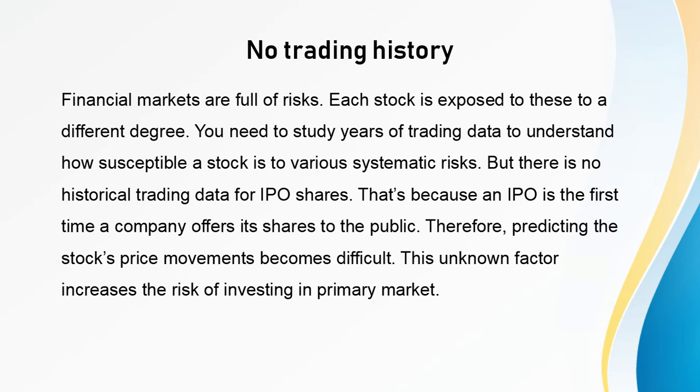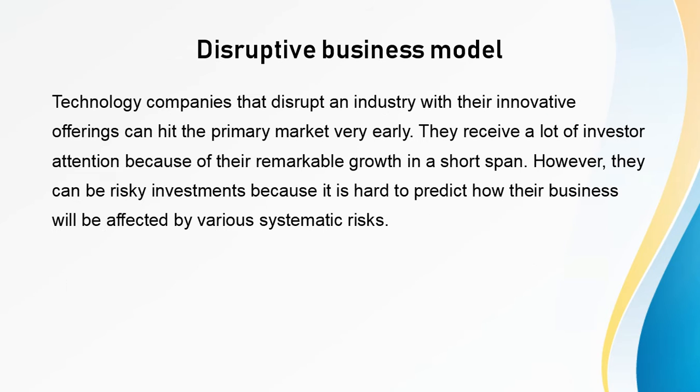Financial markets are full of risks. Each stock is exposed to these to a different degree. You need to study years of trading data to understand how susceptible a stock is to various systematic risks. But there is no historical trading data for IPO shares. That's because an IPO is the first time a company offers its shares to the public. Therefore, predicting the stock's price movements become difficult. This unknown factor increases the risk of investing in the primary market.